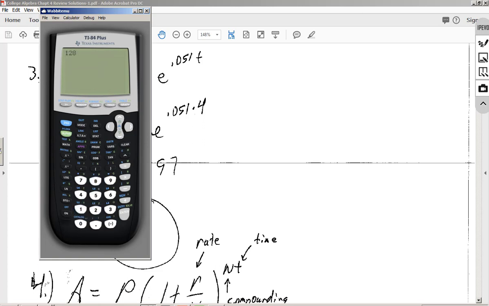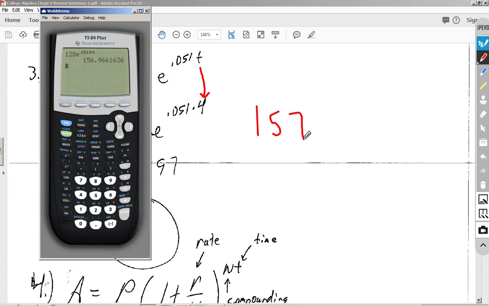And then hit your E key. And then go ahead and type in 0.051, and then times that by 4. Hit enter, and it looks like it comes out to be 156.966. So we'll just go ahead and round that off to 157. So it looks like your multiple choice answer would be C, 157.